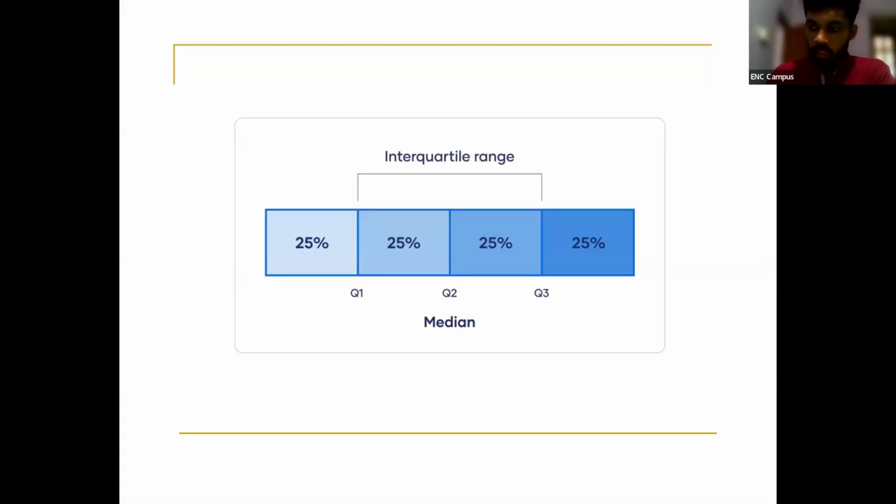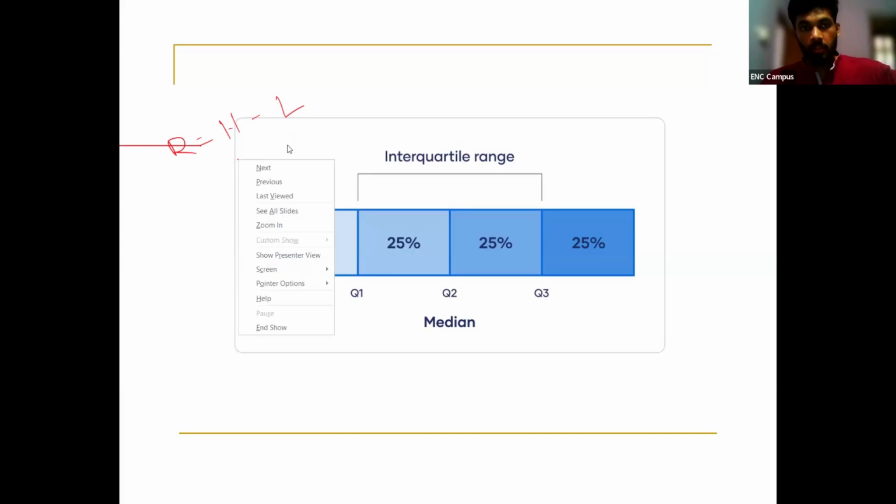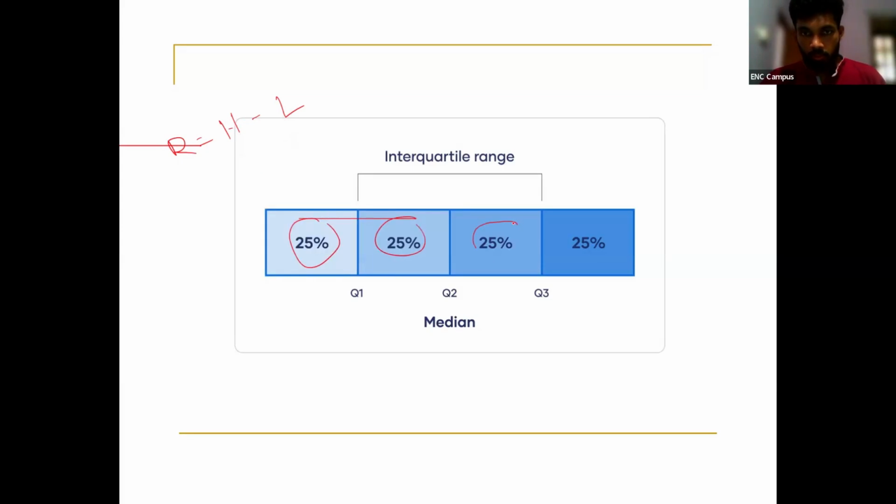Quartile range. You can remember, we calculate the range. Range means the highest value minus the lowest value. So we divide this range into 4: the first 25%, the second 25%, the third 25%, and the fourth 25%. And the middle value we call Q2. Q2 is the median.